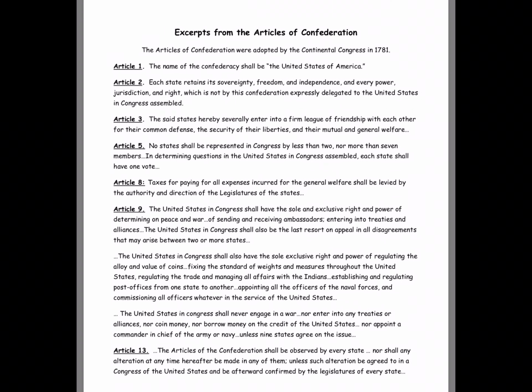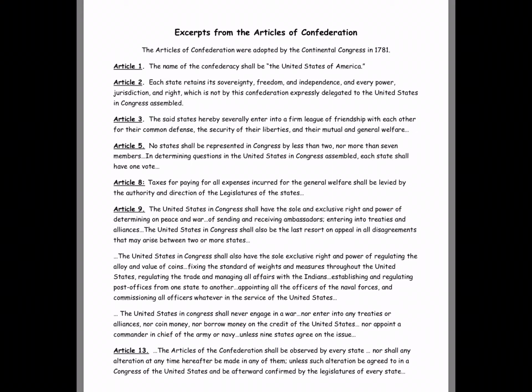It was a wartime constitution. The 13 colonies realized they had to work together in conducting the war. And so this is our first constitution. I just want to read you the first article, which is: the name of the Confederacy shall be the United States of America. And that's how we got our name.